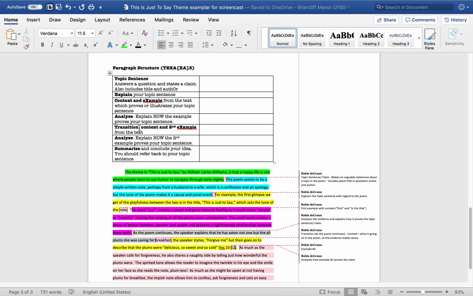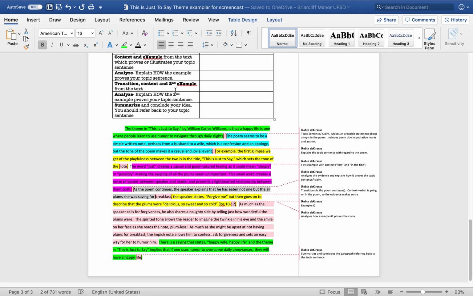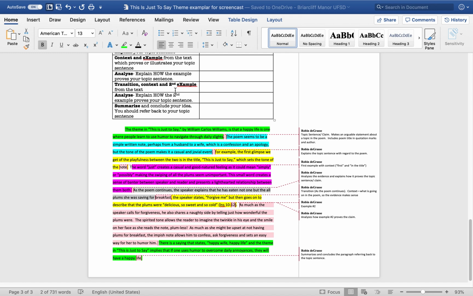For our next example, we need a transition, we need context, and we need a second example from the text. After we have that, we explain how the second example proves, again, our topic sentence up here. And to end our paragraph, we summarize and conclude our idea. You should really try to refer back to your topic sentence so it feels complete. So I made a little example here for you.